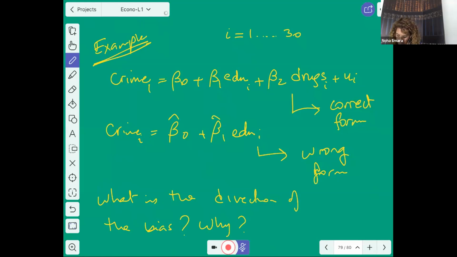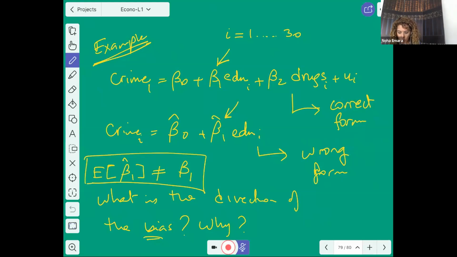And when I say the bias, remember, I'm talking about this. Why this one cannot be equal to this one. So why the expectation of beta hat 1 is not the same as the truth, beta 1. I do have certain bias. Is it upward bias? Is it downward bias? Is it zero bias? You just need to tell me. Any question about that?